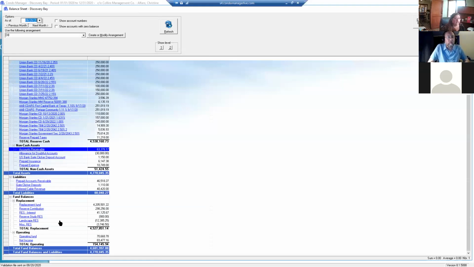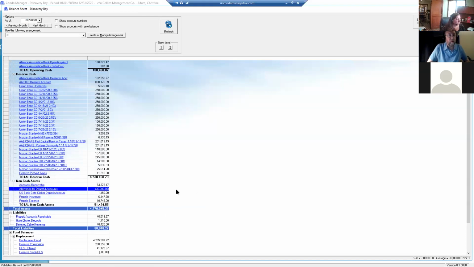Quick question. Yeah. Sorry. Where it says allowance for doubtful account, is that bad debt? Is that just a different label? Yeah, it's a different labeling. Some of them have different labels.